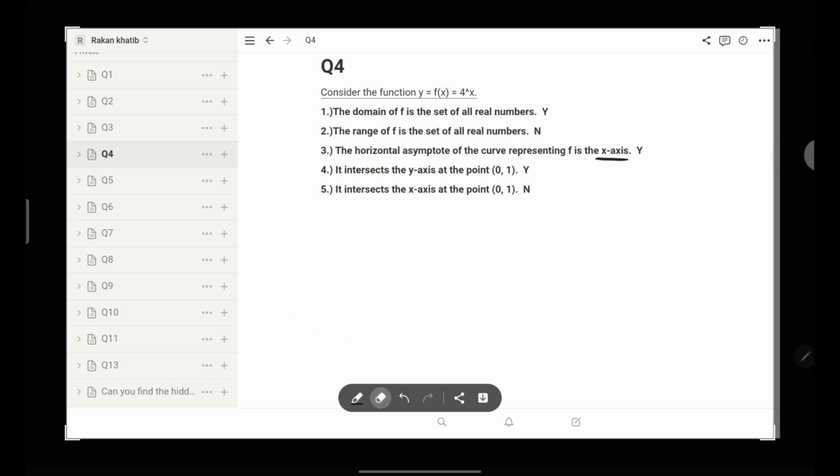And then you have: it intersects the y-axis at 0.01 and intersects the x-axis at 0.01. I mean, you're just gonna have to look at the graph for that. There's really no explanation. Yeah, that's it.